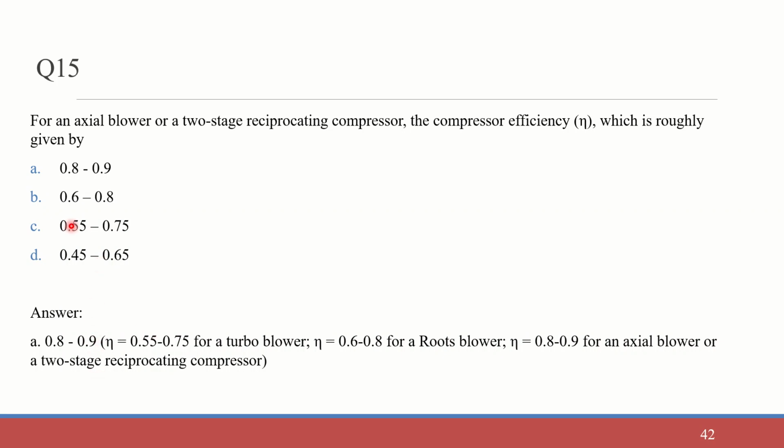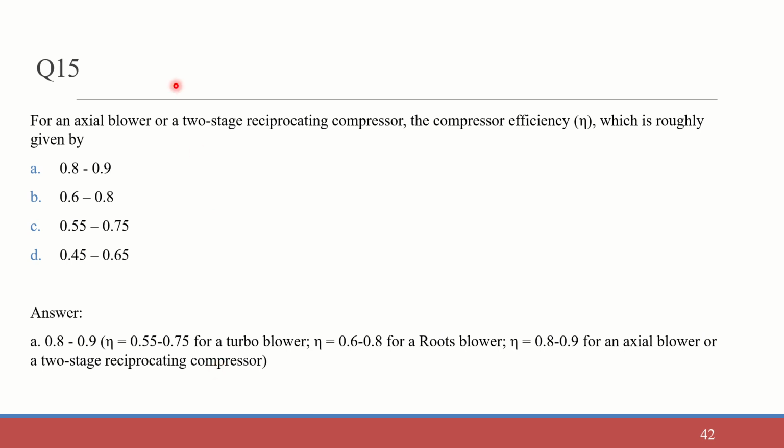Efficiency is 0.55 to 0.75 for a turbo blower, 0.6 to 0.8 for a roots blower, and 0.8 to 0.9 for an axial blower or a two-stage reciprocating compressor. The question is for an axial blower or a two-stage reciprocating compressor, therefore the compressor efficiency is 0.8 to 0.9. If it is 0.55 to 0.75, it is a turbo blower. Or if it is 0.6 to 0.8, it is a roots blower. So the question can come in any form, and you get to know these things as well.